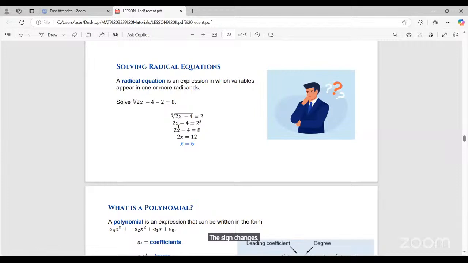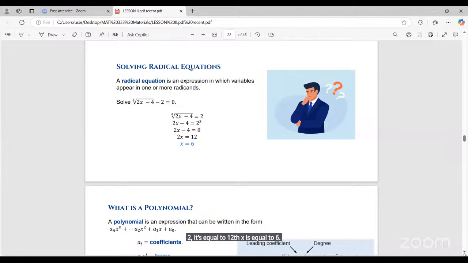So if I take the cube of both sides, this cube root will go off, and we'll have 2 to the power 3. So we have 2x minus 4 equal to 8. So 2x equal to 12. So x is equal to 6.